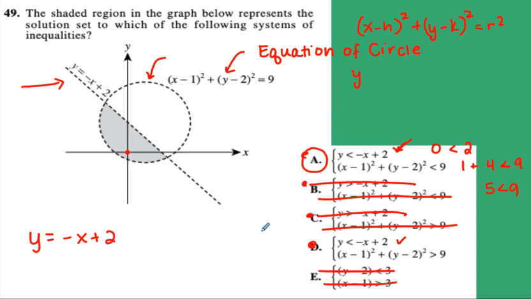So that idea of a test point can really be helpful. The question even talked about the shaded region and the solution set to the system of inequalities. The reason it's a system is because there are two inequalities or two equations you're dealing with, and it's looking for the overlapping solution set. That's how linear inequalities can be used on a standardized test.